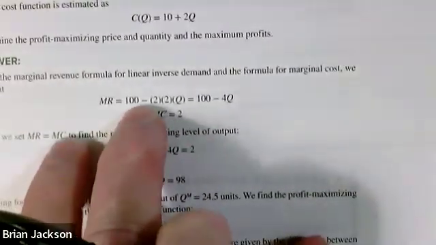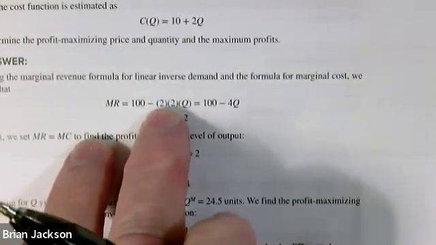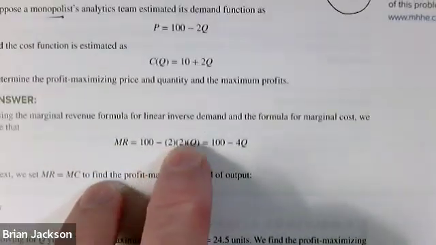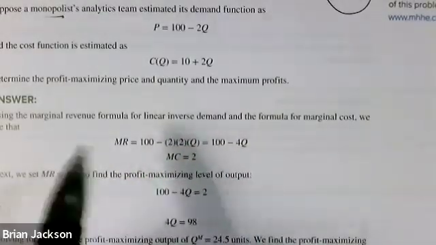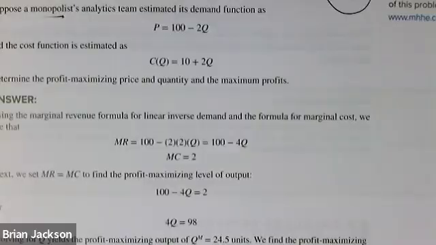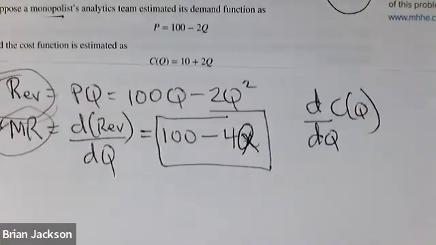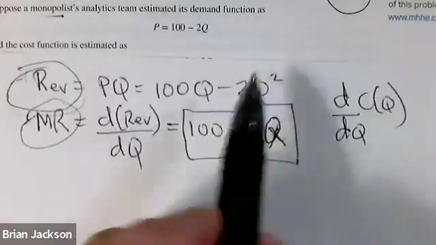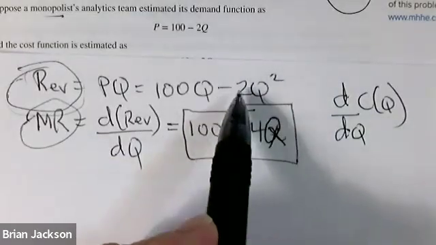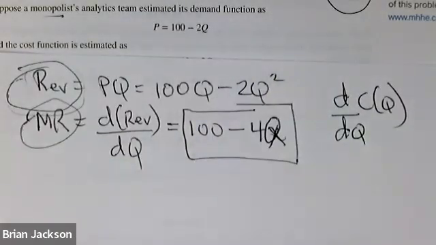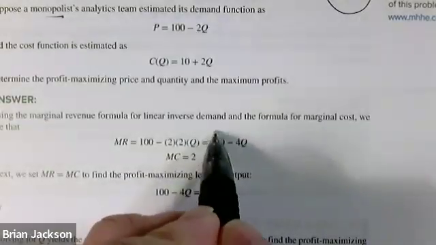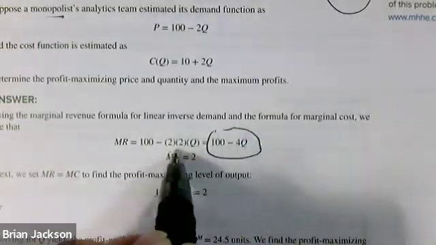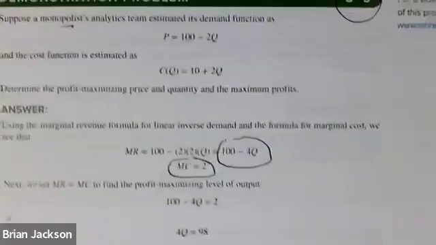Marginal revenue, notice what this is here? This is 100 minus 2 times 2. Well, that's minus 4Q. What they're doing is bringing the Q squared exponent down front, as I've taught you how to do when you take the derivative. So minus 2 times 2Q to the first power. Of course, that's minus 4Q. But they left it in kind of factored form here, just so you know where that came from. So again, this is the marginal revenue, and this is the marginal cost.